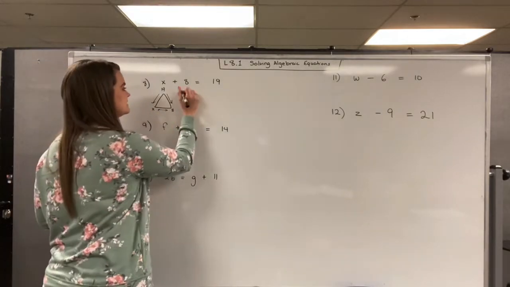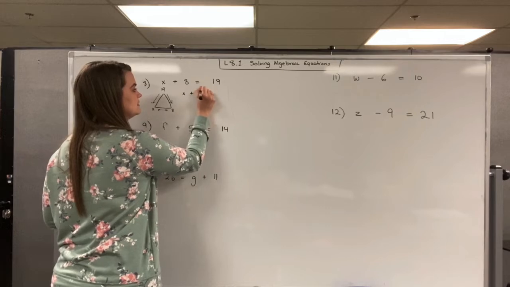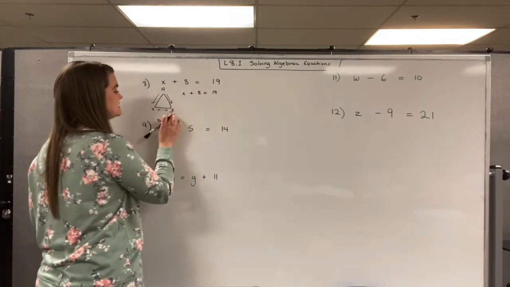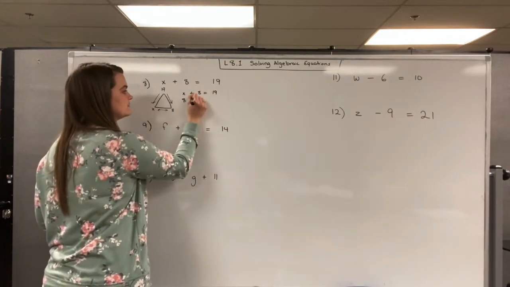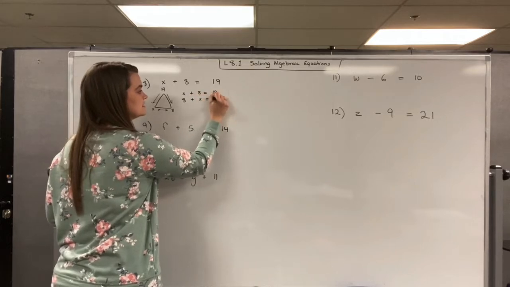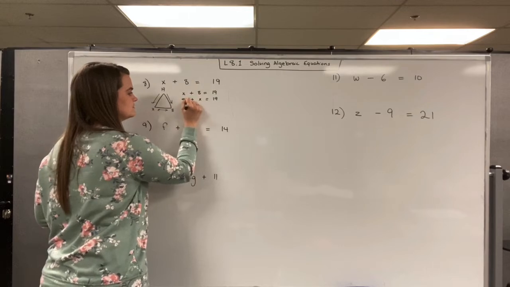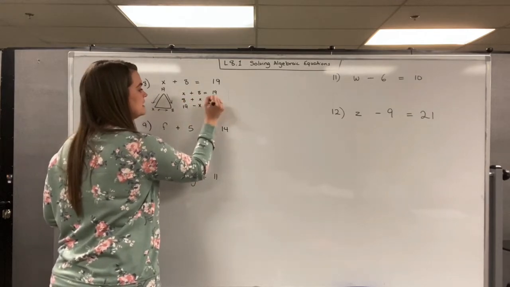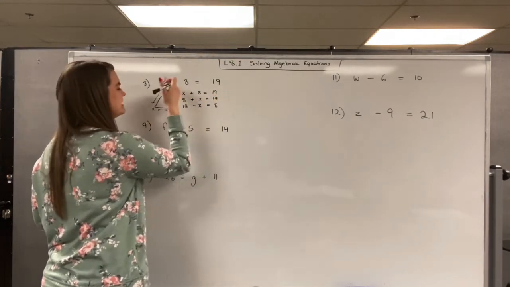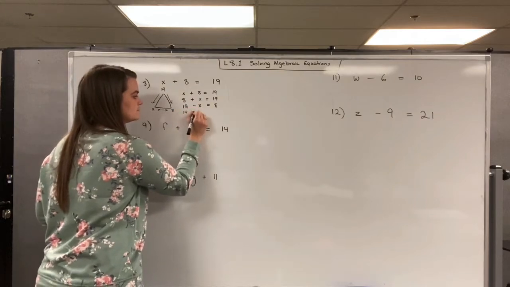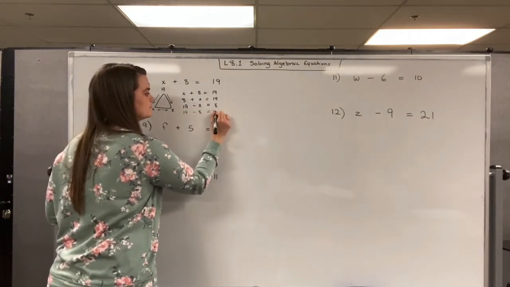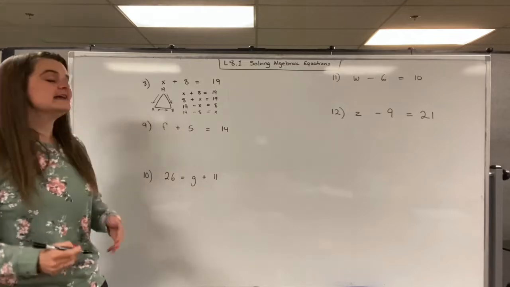We can say x plus 8 equals 19. We can say 8 plus x equals 19. We can say 19 minus x equals 8. And we can say 19 minus 8 equals x.